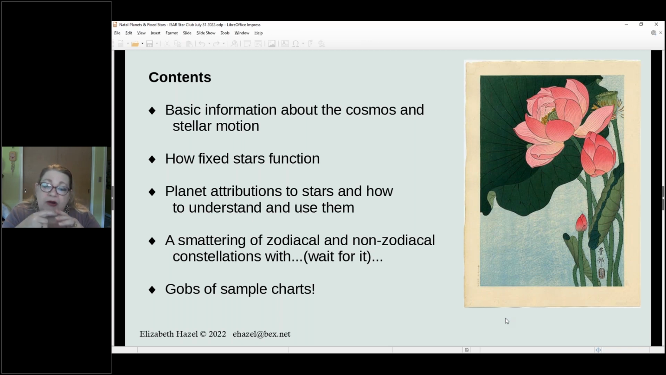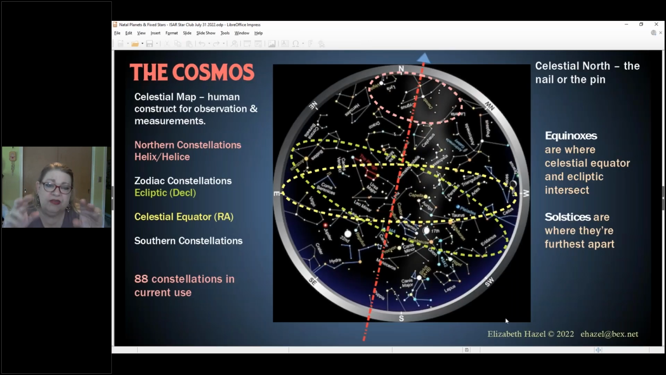We'll go through a smattering of zodiacal and non-zodiacal constellations with, wait for it, gobs of sample charts, because I love sample charts. That's just the most fun part of this, is finding charts and looking through them. So this is an image of the cosmos, at least one that I guess we can visualize on screen.